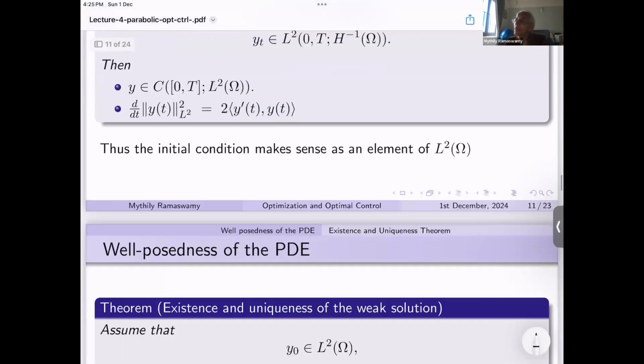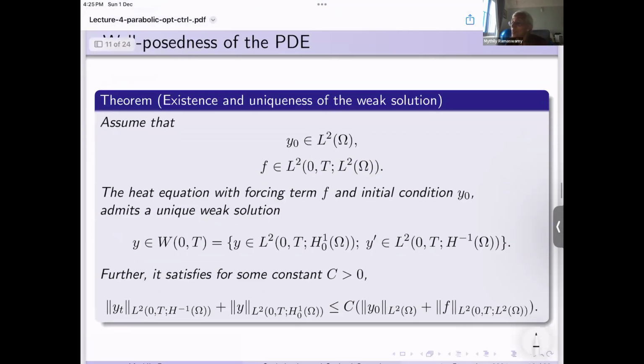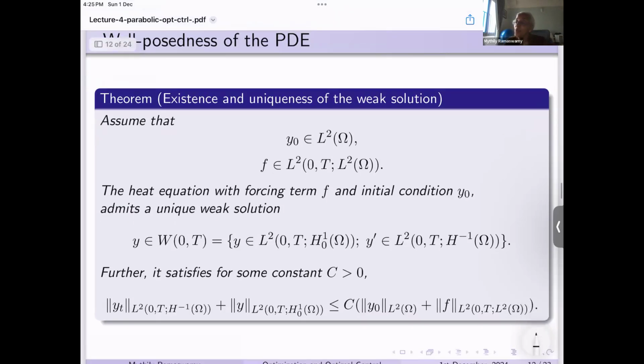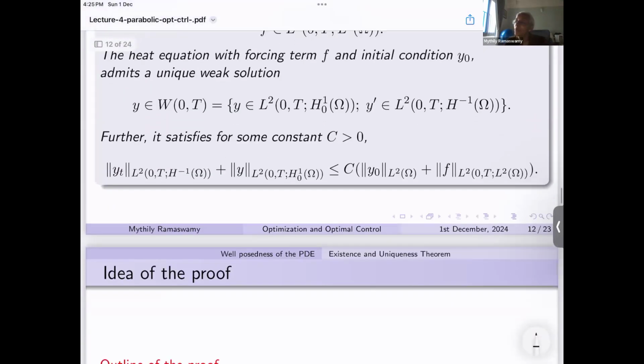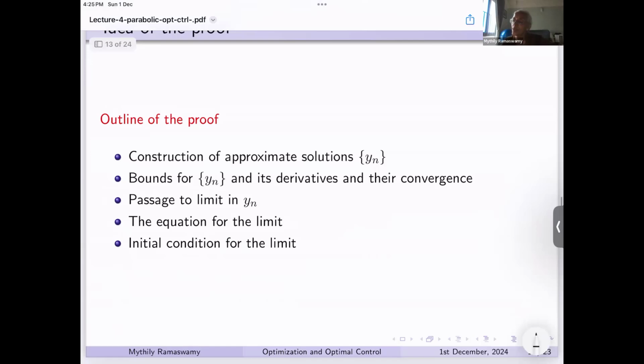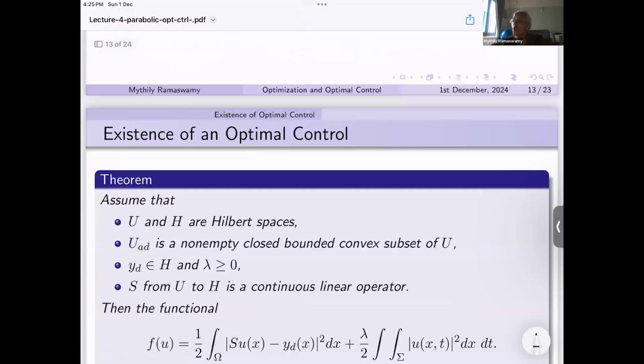Now I just accept the well-posedness of the PDE because this is a standard theorem you may find in Evans, for example. So the heat equation with this kind of forcing term has a solution, and you have these estimates for a constant C. This gives me a solution operator. This is what I need to define the S. The idea of the proof is the Galerkin approximation y_n, and then you have to pass to the limit. So I skip this. Existence of optimal control.